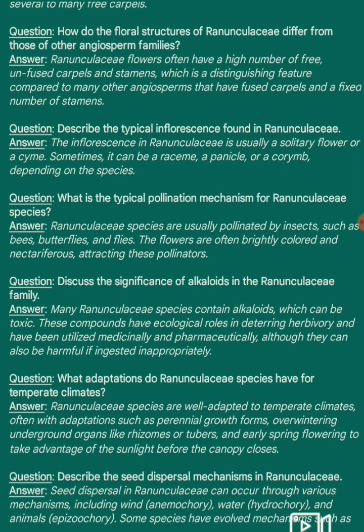Next question. What is the typical pollination mechanism for Ranunculaceae species? Answer. Ranunculaceae species are usually pollinated by insects such as bees, butterflies, and flies. The flowers are often brightly colored and nectariferous, attracting these pollinators.